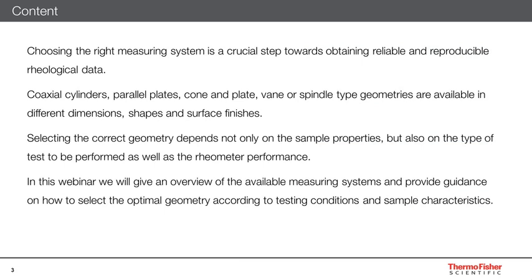Selecting the right measuring system is highly important for obtaining reliable and reproducible results when performing rheological tests. There are many different types of geometries available, and also different dimensions, shapes, and even surface finishes. The ideal choice does not only depend on the sample properties, but also on the type of test to be performed, the rheological parameters to be measured, as well as the measuring range of the rheometer itself. This webinar is intended to provide an overview of the available options and give some first guidance on how to select the optimal geometry for a specific measurement task.